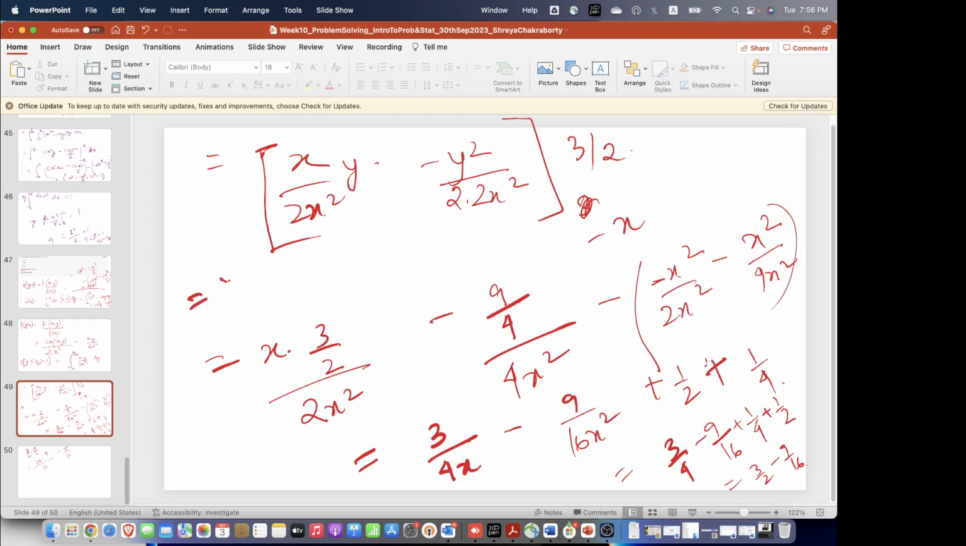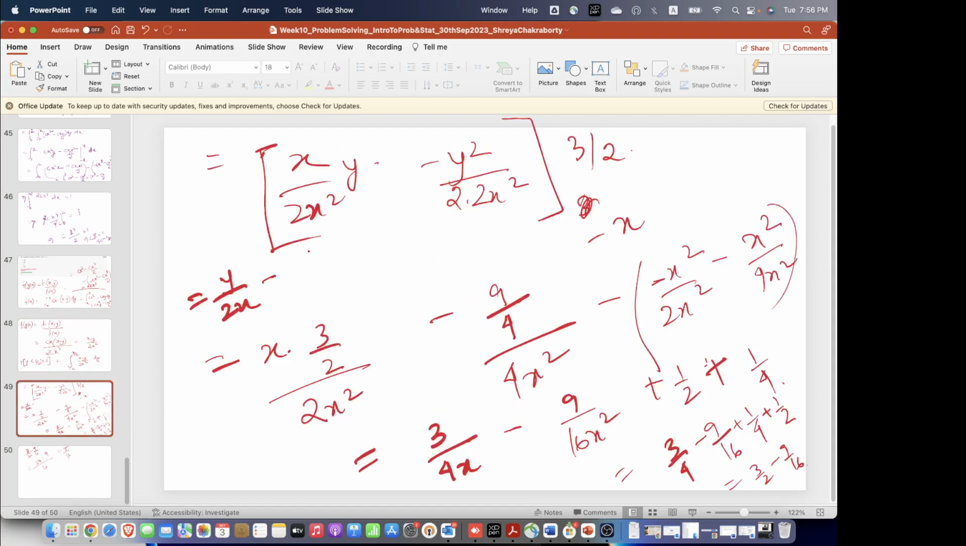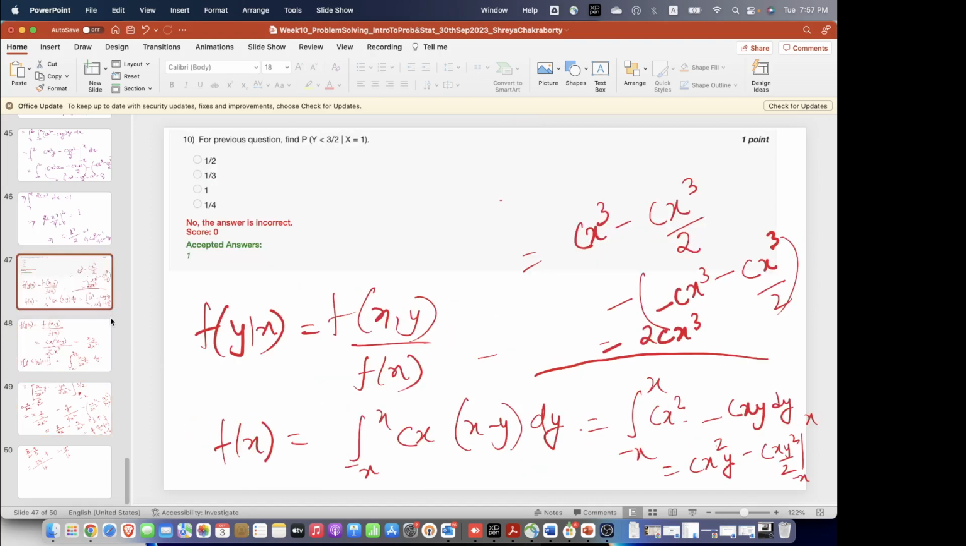Here it would be y by 2x minus, this one would be y squared by 2, minus y squared by 4x square. 3 by 2 would be 3 by 4x, minus x square. Given x equal to 1, we just substitute given x equal to 1, what do we get here?